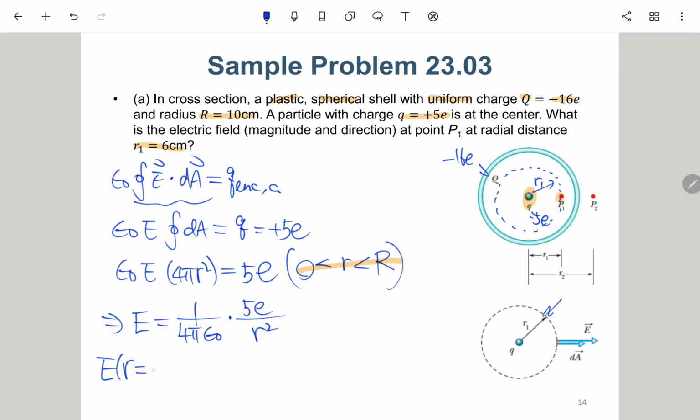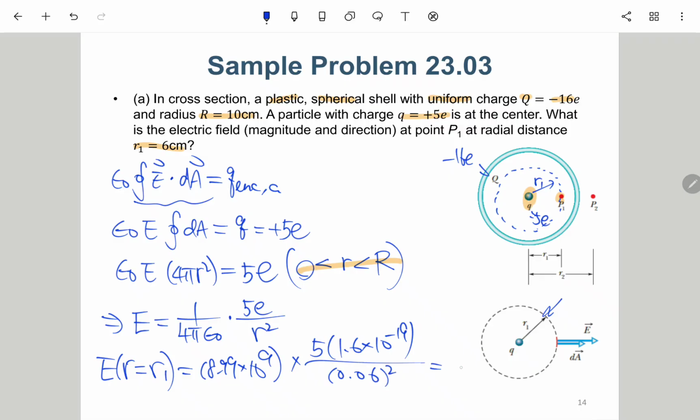of R equals R1, which will be 8.99 times 10 to the 9th power, and then 5 times 1.6 times 10 to negative 19 over R, to be R1, which is 6 centimeter. 6 centimeter is 0.06 meter, and then squared. So this will be 2 micronewton per coulomb, or you can say 2 times 10 to negative 6 Newton per coulomb.